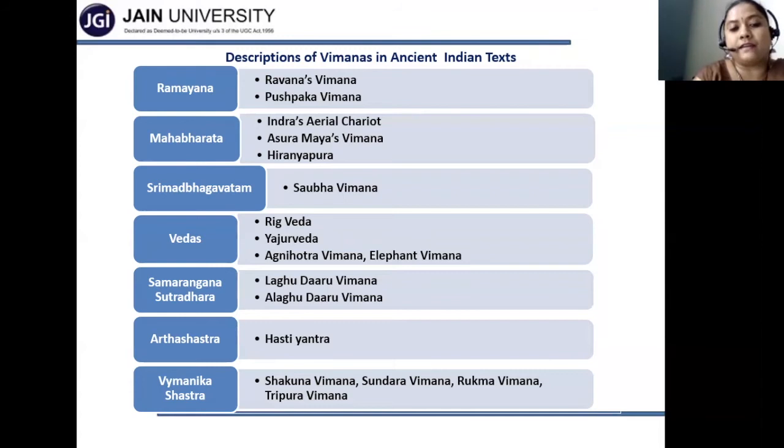in the battlefield. The same concept is explained by Kautilya in his Arthashastra. There he has mentioned Hasti Yantra. So Hasti Yantra also performs the same thing. And then next, coming to Vaimanika Shastra, we have a description of Shakuna Vimana, Sundara Vimana, Rukma Vimana, and Tripura Vimana.